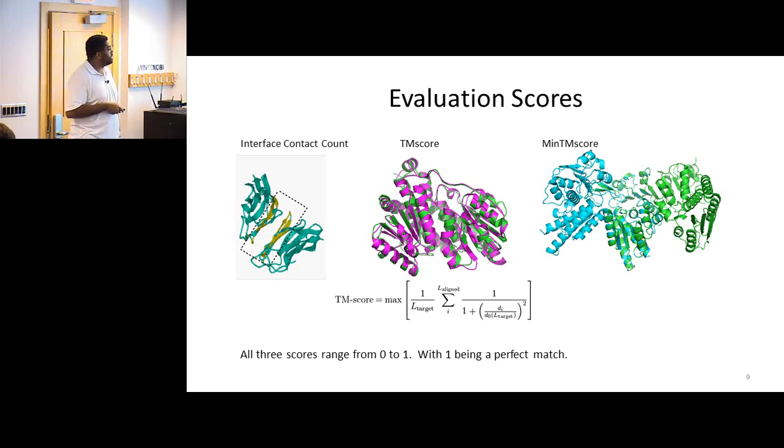The second one is the global structural similarity score. We have two proteins here, green and purple, and you do a structural alignment, so you superimpose them as you see here, and I do a one-to-one distance comparison between the model and the structure to get an overall similarity score.